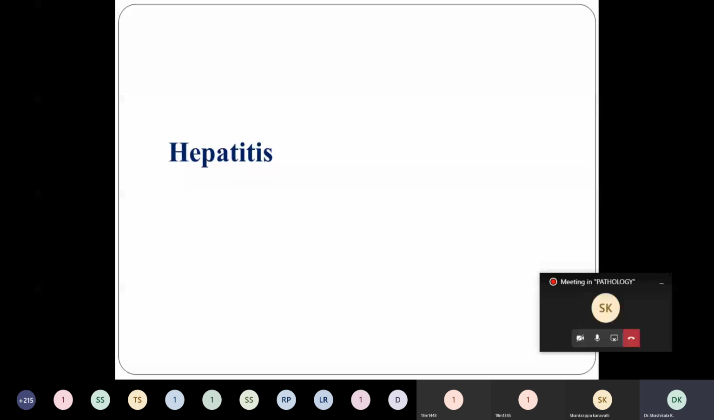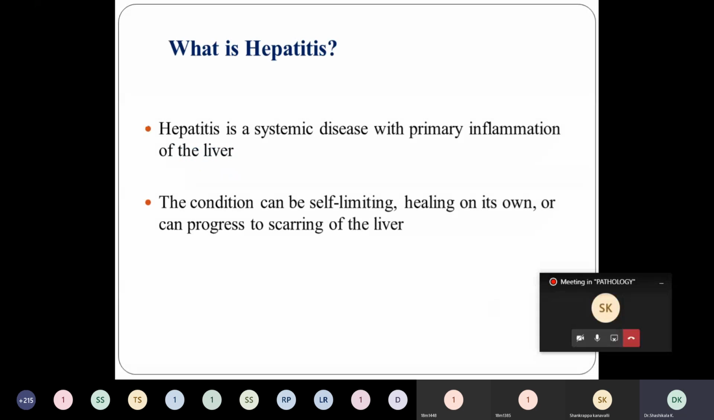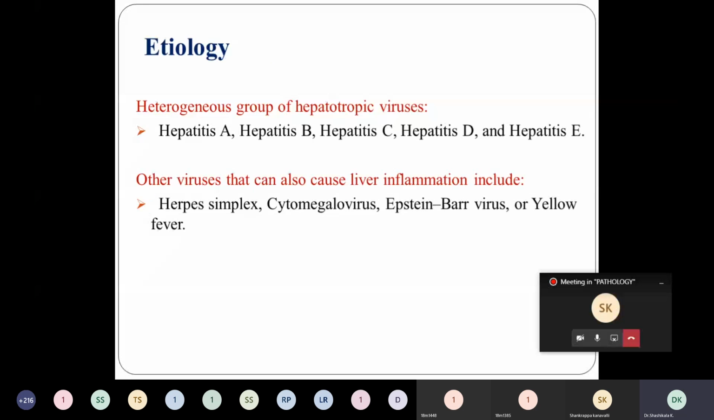So coming to hepatitis as such, let's learn what exactly you mean by hepatitis and what the causes are. Hepatitis is a systemic disease with primary inflammation of the liver, and the condition can be self-limiting, healing on its own, or can progress to scarring of the liver. So the etiology: you have hepatotropic viruses and non-hepatotropic infectious agents. Hepatotropic viruses are mainly hepatitis A, B, C, D, E as well as G. Other viruses that can also cause liver inflammation are herpes simplex, cytomegalovirus, Epstein-Barr virus or yellow fever virus.